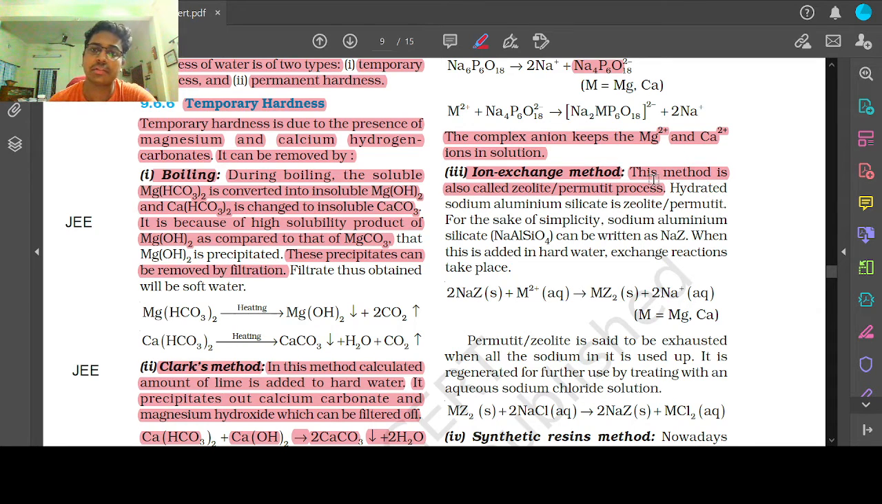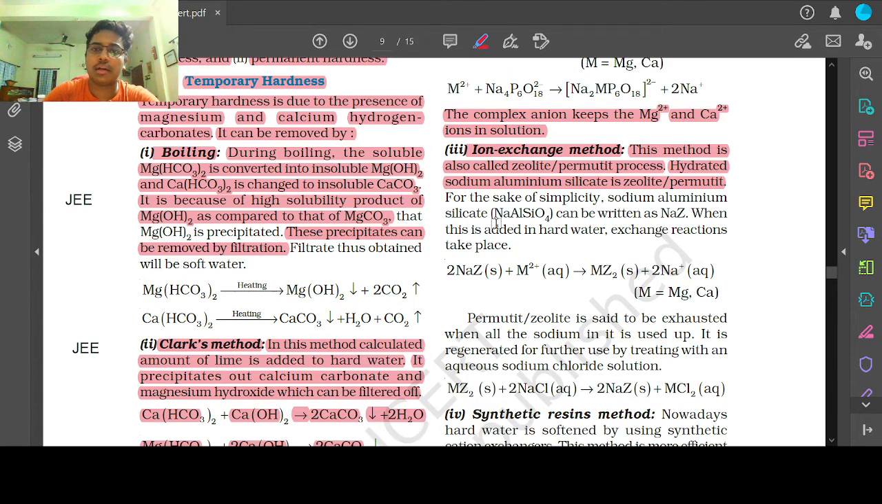Ion exchange method is also known as the zeolite permutit process. Hydrated sodium aluminum silicate is zeolite. Earlier we learned the chemical name of Calgon, that is sodium hexametaphosphate, and now the chemical name of zeolite is hydrated sodium aluminum silicate, NaAlSiO4. This is the chemical formula of zeolite or permutit, hydrated sodium aluminum silicate.